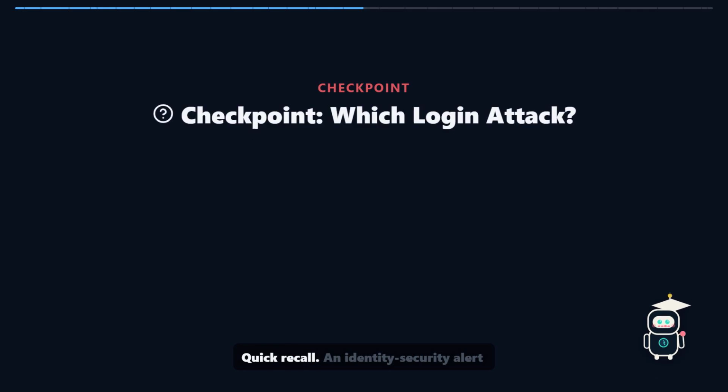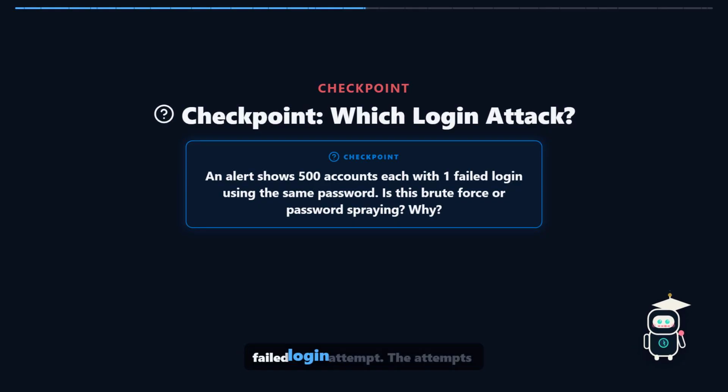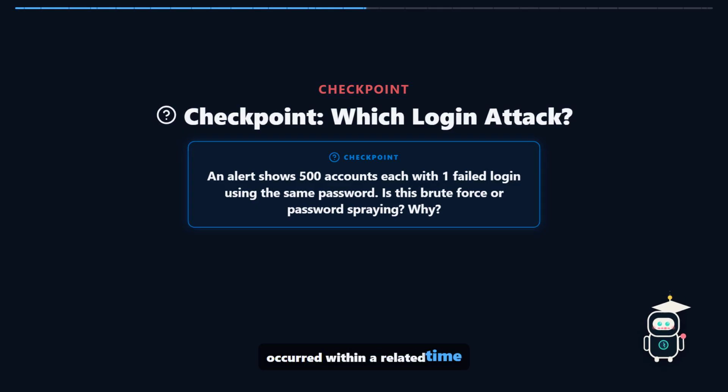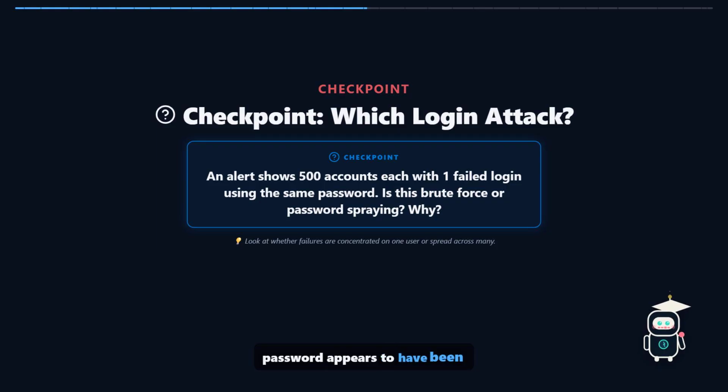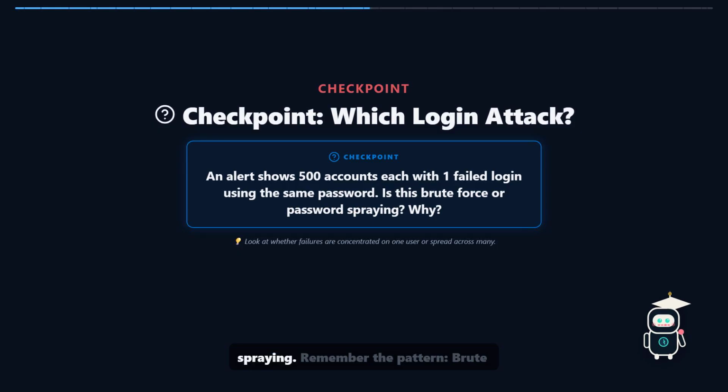Quick recall. An identity security alert shows something unusual. 500 different accounts each received one failed login attempt. The attempts occurred within a related time window, and the same common password appears to have been tried across those accounts. Is this brute force or password spraying? Pause and make your choice. The answer is password spraying.